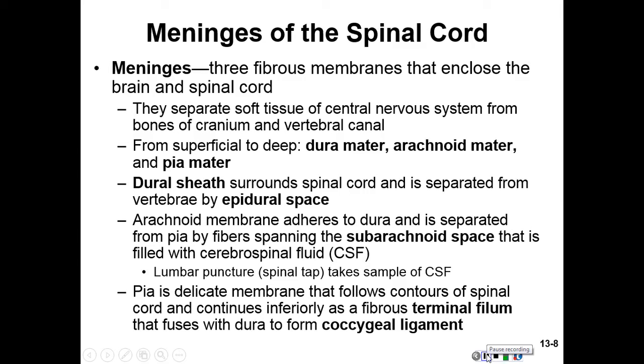Now we can look at the arachnoid membrane. It has attachment with the dura, and it acts as an intermediate layer because it separates the dura from the pia mater. The cerebrospinal fluid is a protective fluid that provides buoyancy between the brain and the spinal cord, acts as a cushion, and is also a chemically rich environment that brings nutrients into the brain and removes waste.